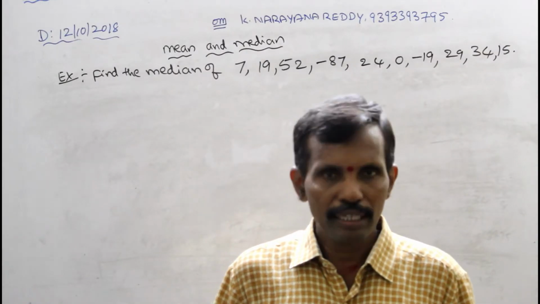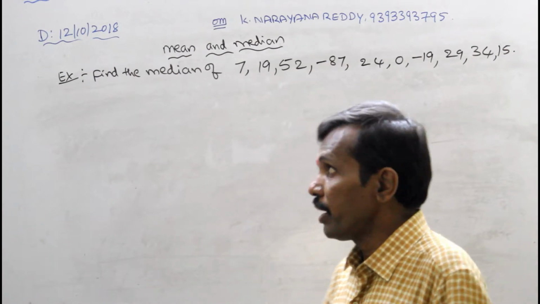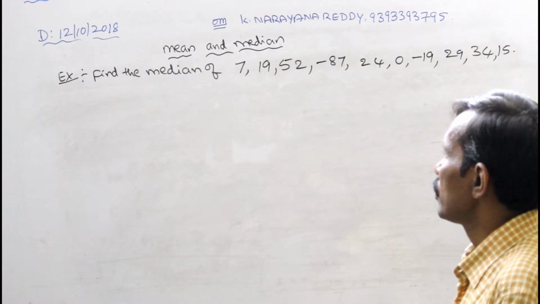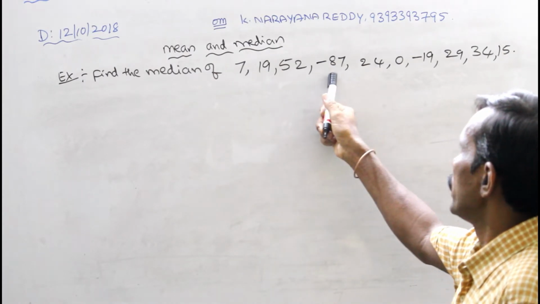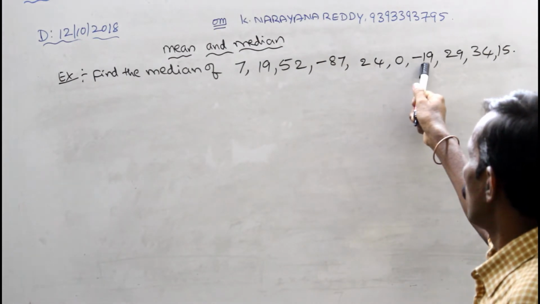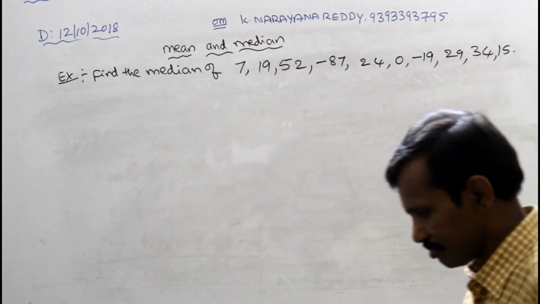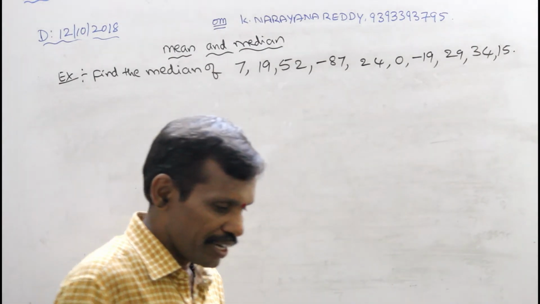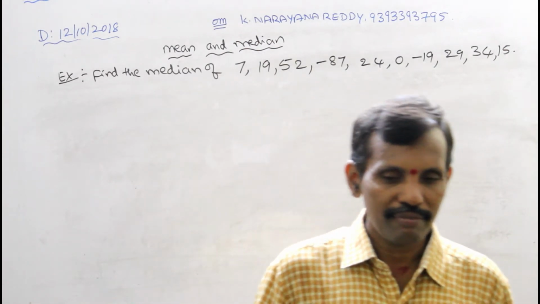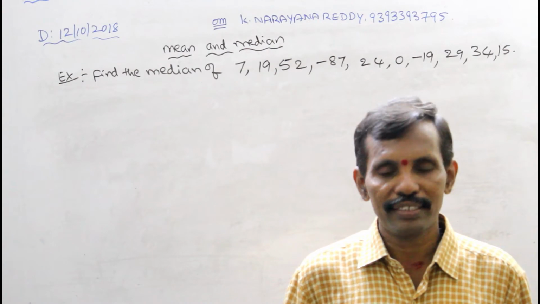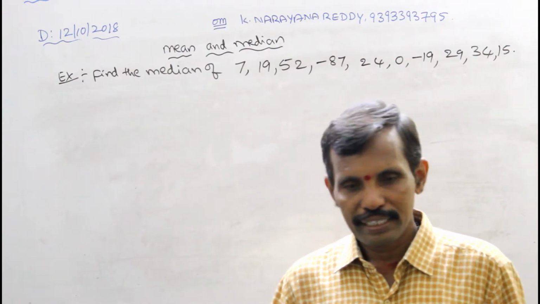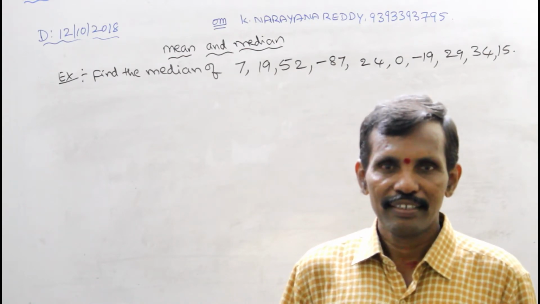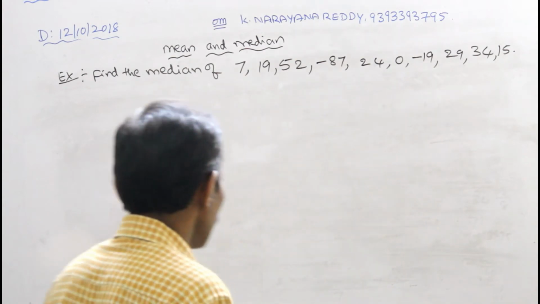Okay, see the problem. Find the median of 7, 19, 52, 8, minus 87, 24, 0, minus 19, 29, 34, 50. Very, very important. What is the rule to find a median? First of all, we want to write in ascending order or descending order. That is number 1. Second one is the number of items: whether the number of items is odd or even. First of all, I will write in ascending order.